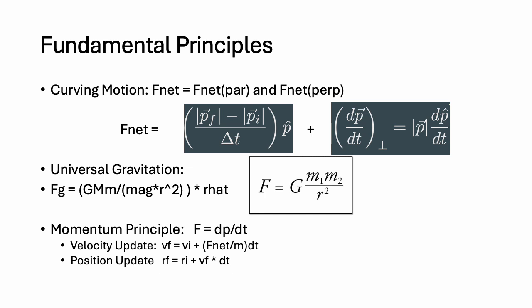So the fundamental principles for this lab revolved around, at least for part 1, the curving motion separation of Fnet being equal to delta P, the change in momentum over the change in time, and we're breaking that down into the parallel components, whether it's speeding up or slowing down, and the perpendicular components, whether it's changing direction, as given in the equations below. For universal gravitation, we used G m1 m2 over the magnitude of the distance between them squared times r hat, and the momentum principle, force is equal to delta P over delta t, and deriving the velocity update and position update formulas.